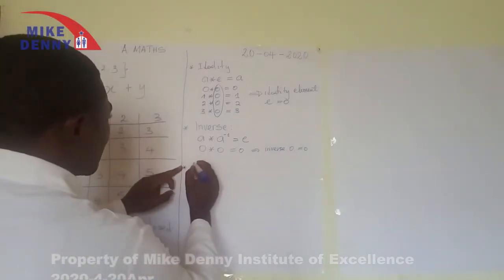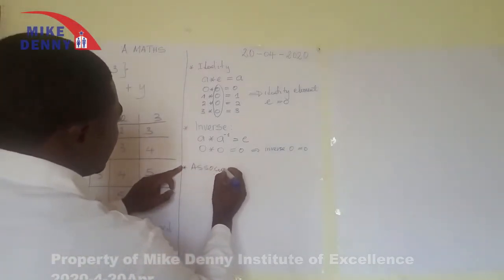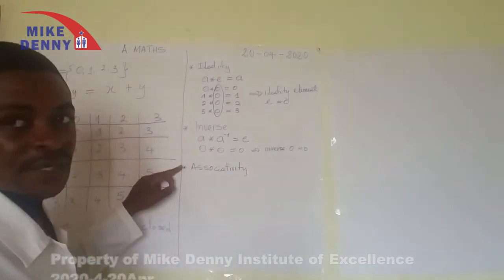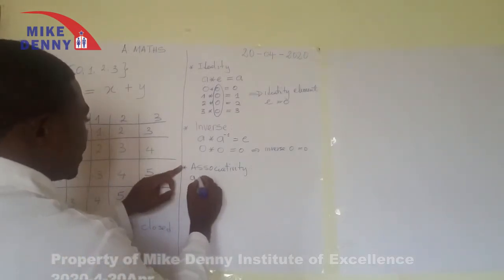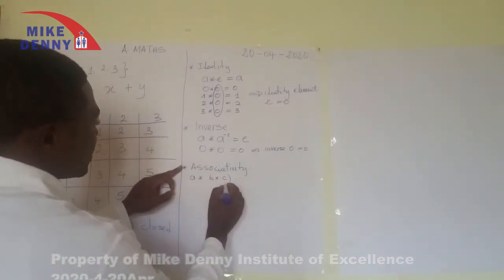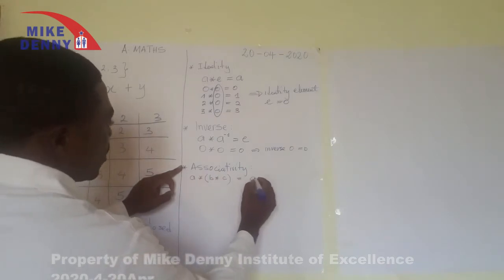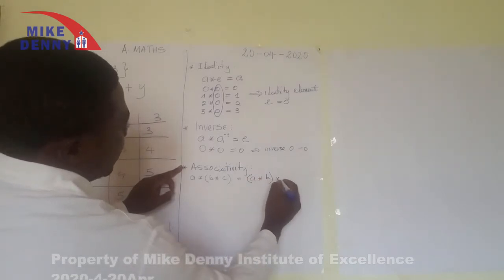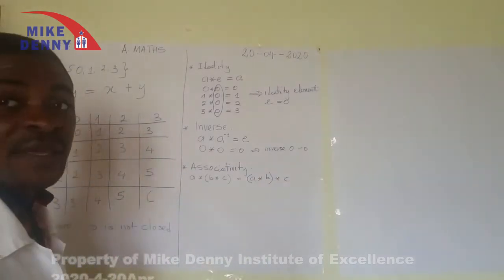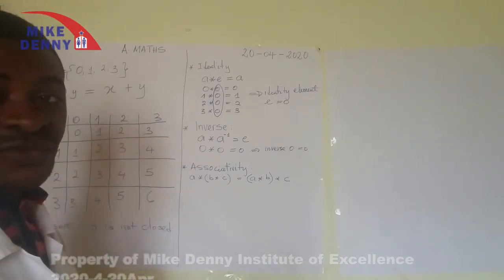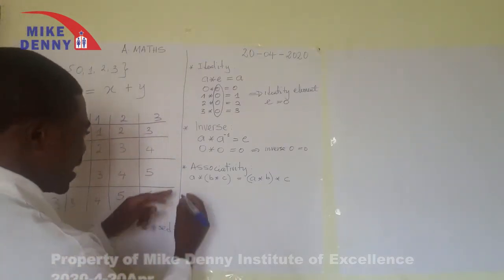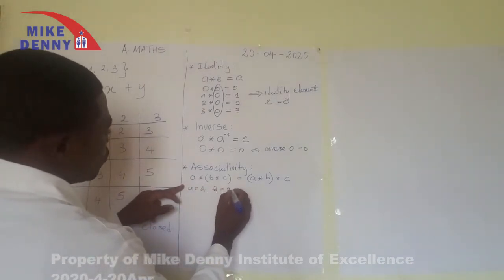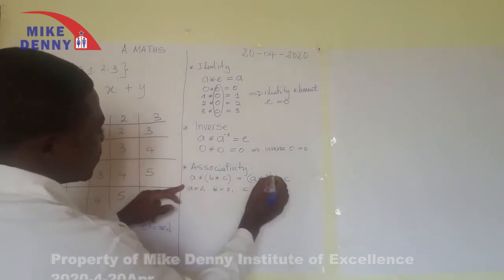We said for associativity, we are dealing with 3 elements. If I take an element A and operate it with another B and the third element C, expressed in this form, our result should always be the same as when I take A and B in brackets and I operate with C. At this point, I can pick any 3 elements here. I can take 1, 2, 3 or 0, 1, 2.